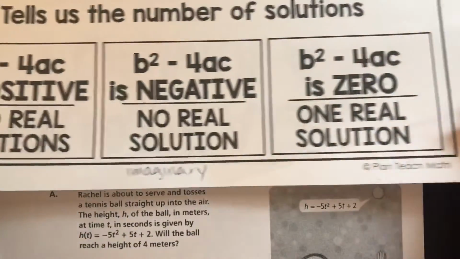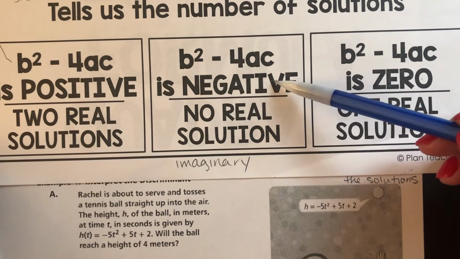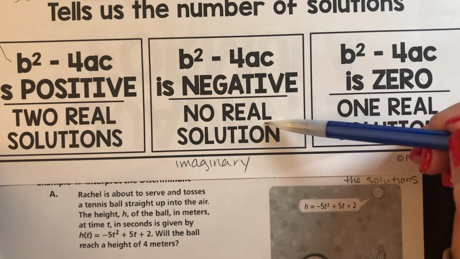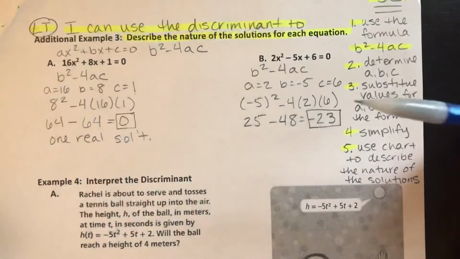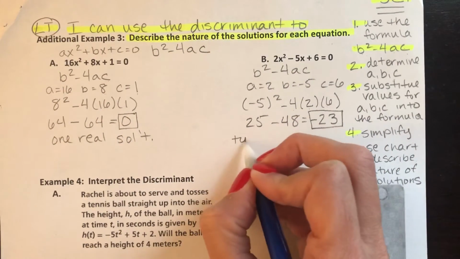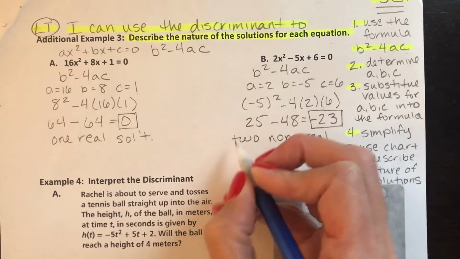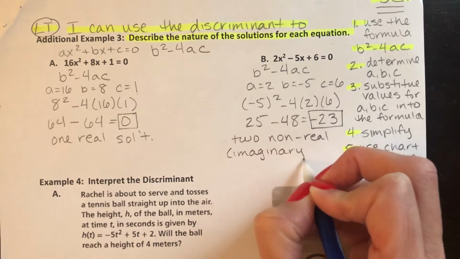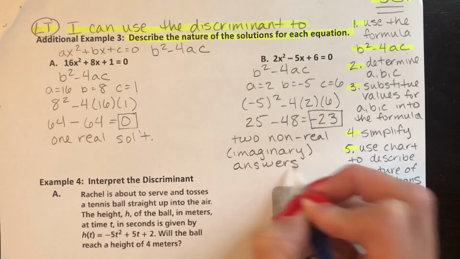Now I'm going to use my chart. All right, so if it's a negative, then that means there's no real solution. So what that means is I'm going to get 2 non-real answers. Or you could say imaginary or complex.